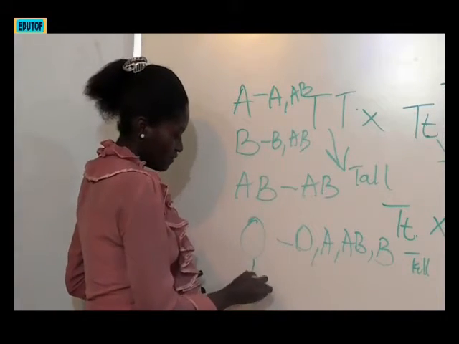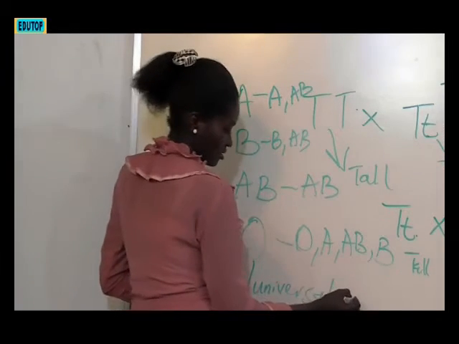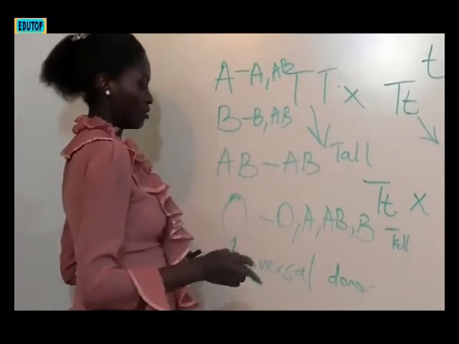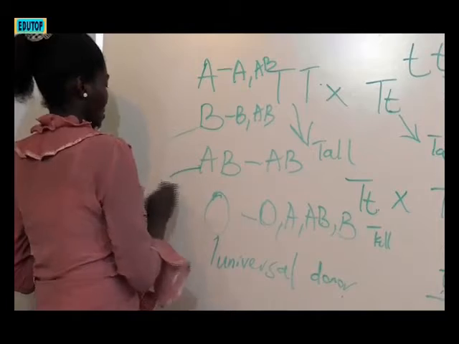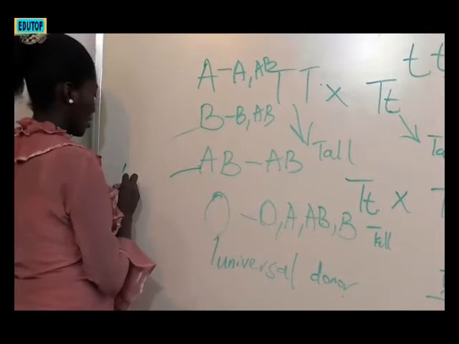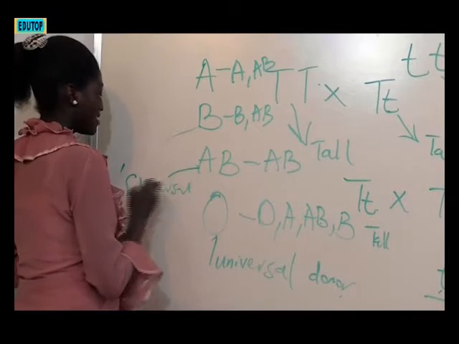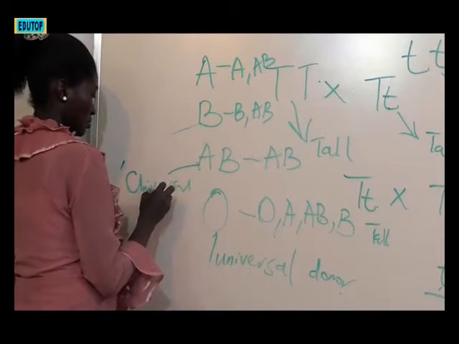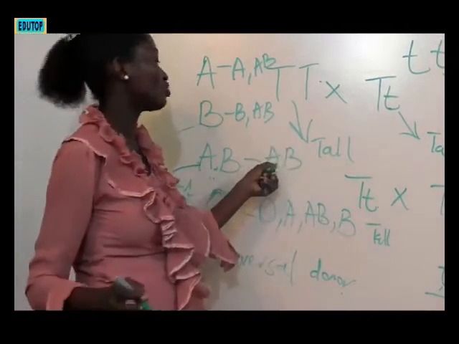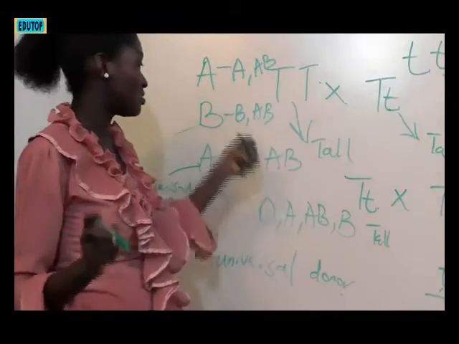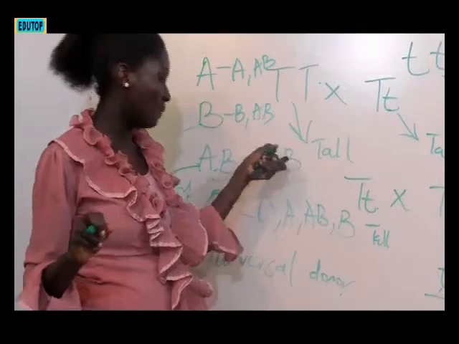So O is the universal donor, that's the generous blood group. They are very generous, they donate to everybody. AB, that's the stingy blood group. They are the universal recipients. They receive from everybody, but they donate only to AB. So they are very stingy. They can receive from everybody, but they don't give to everybody. They give to only people of their blood group.